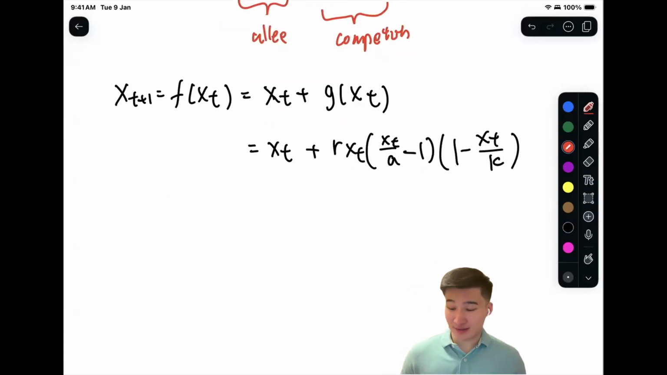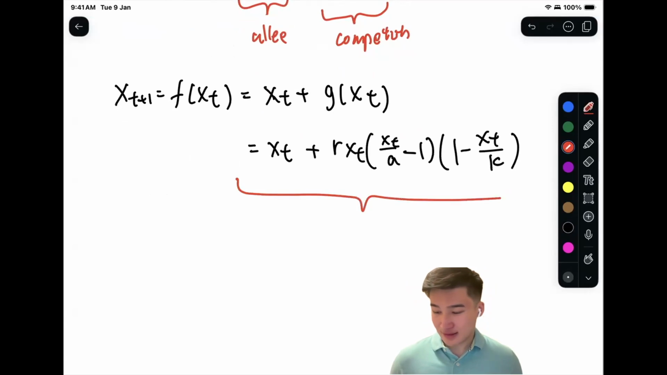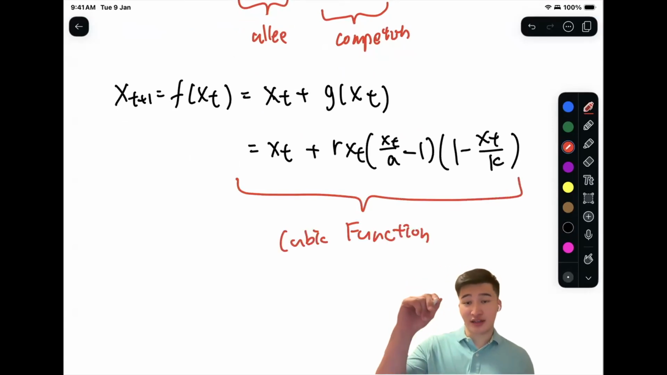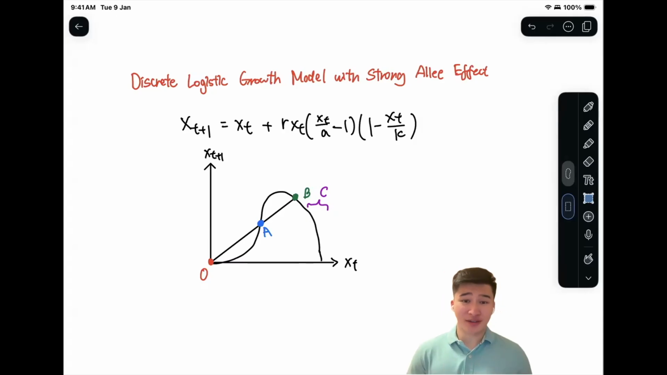Make sure you know that this is actually a cubic function, and therefore we will see an undulation and it kind of goes down. So all in all, this is our discrete logistic model with strong Allee effects, and this is the reason why we get this undulation. I hope this makes sense to all of you so far. Stay tuned for part 3, where we're going to talk more about equilibrium and cobwebbing. Thank you.